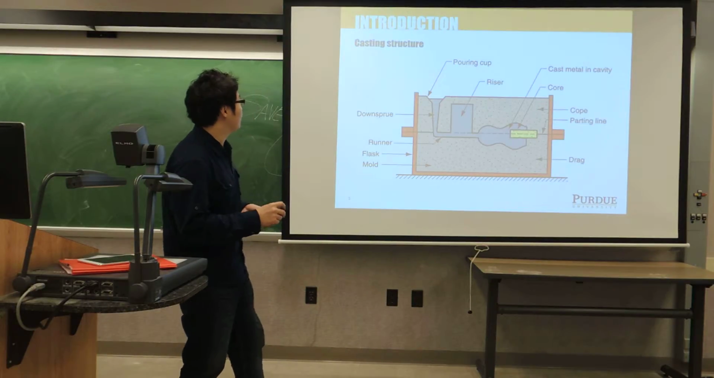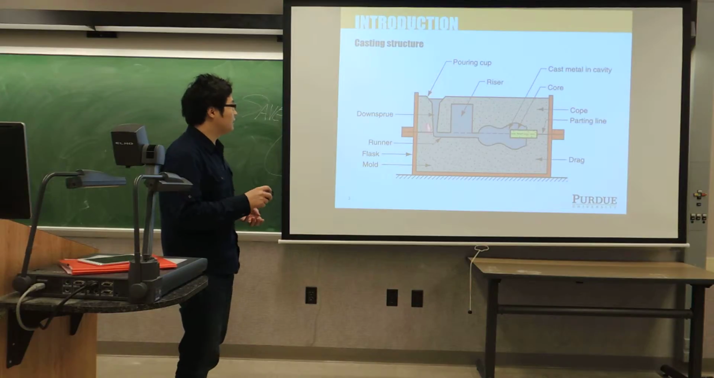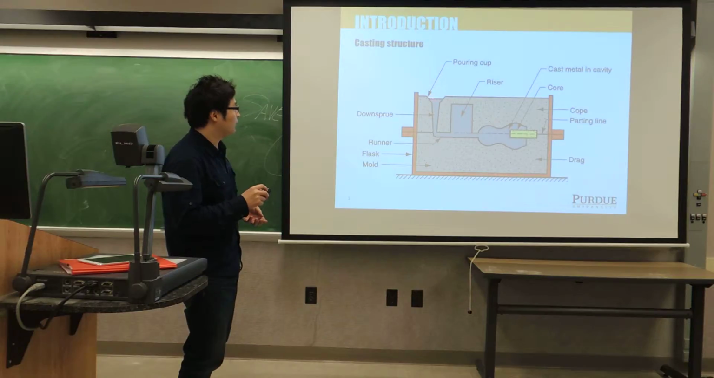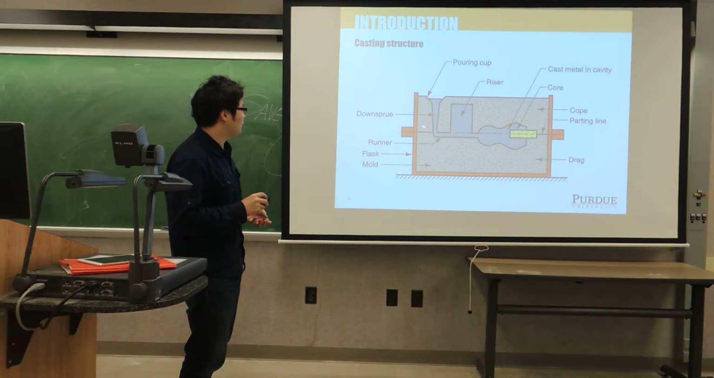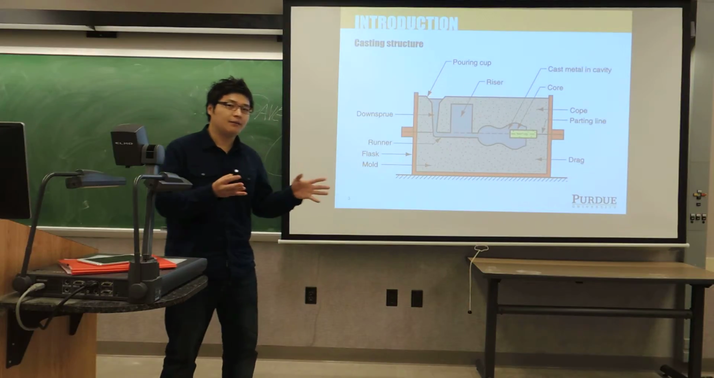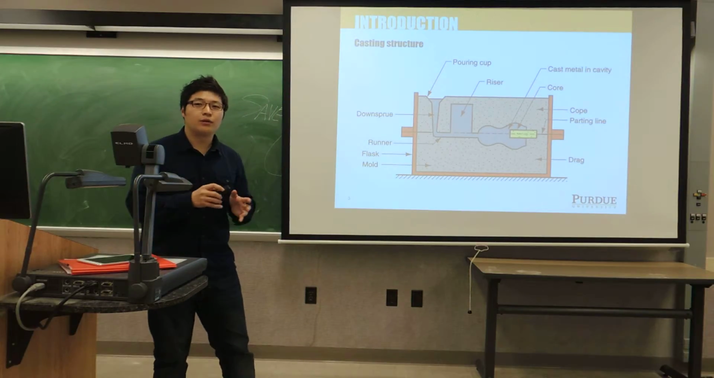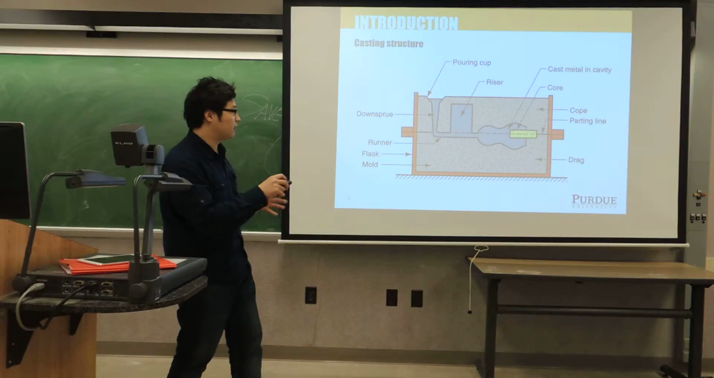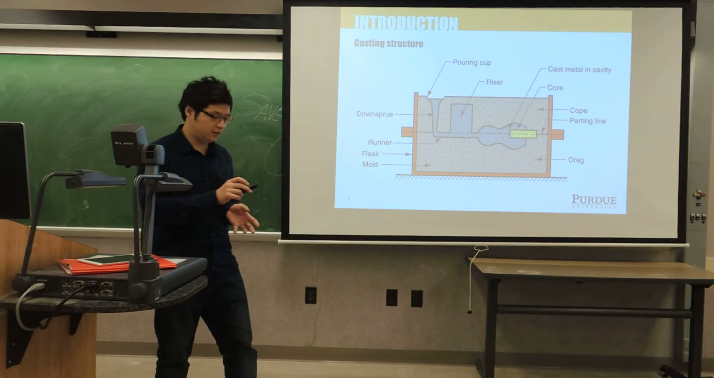So this is a more detailed casting design. This is called the flask, and this is the main shape, called the cavity. Liquid metal is poured into the pouring cup, passes through the down sprue and the runner, and comes into the cavity. After some time, the liquid metal solidifies into the shape I want to make.